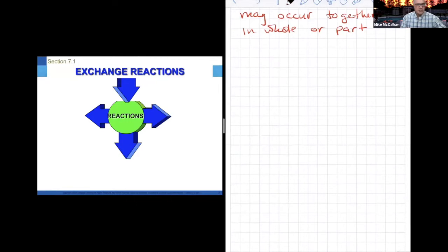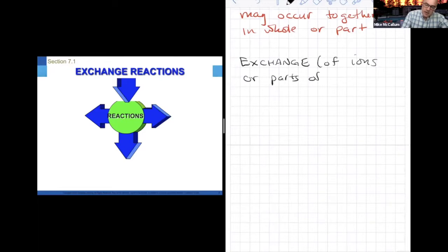Sometimes these are called exchange reactions, right? Exchange might be of ions or parts of molecules. So that's what the exchange means. We're exchanging ions or parts of molecules. Right, so that's this idea.